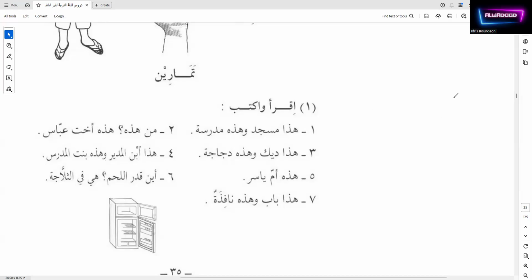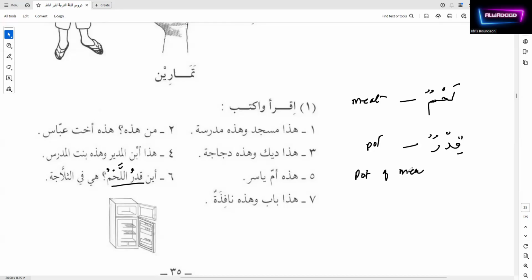لحم is meat. So remember we said قدر, collect قدر with a pot again. So قدر لحم. أين قدر اللحم. So pot of meat. The pot of meat is قدر اللحم. So أين قدر اللحم. Where is the pot of meat?